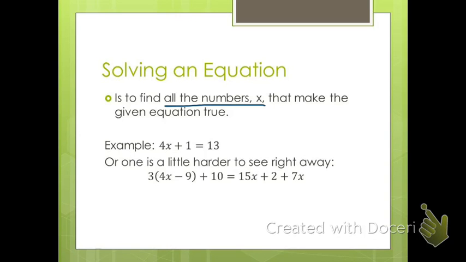So if I had an equation like 4x plus 1 equals 13, I could look at it and think about what x would need to be to make that equation true. In other words, to make the left side equal to 13. And I could see pretty readily that if x equals 3, 4 times 3 is 12, plus 1 is 13. That would be the solution to that equation.